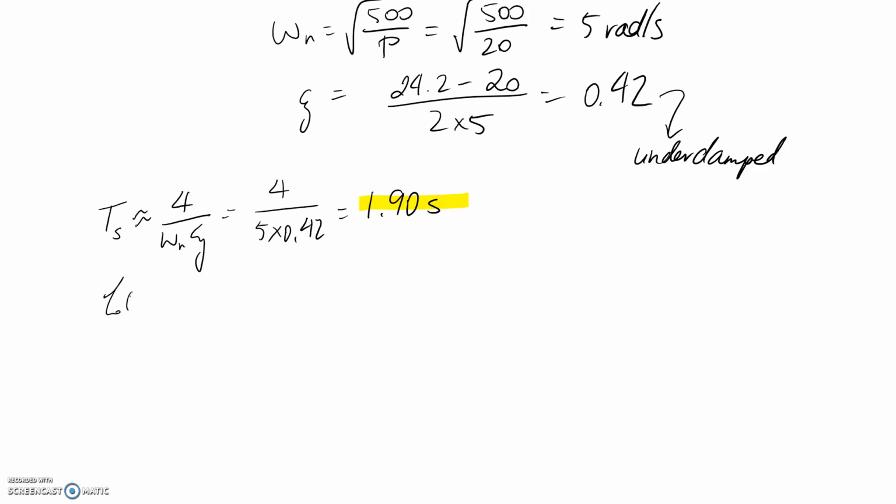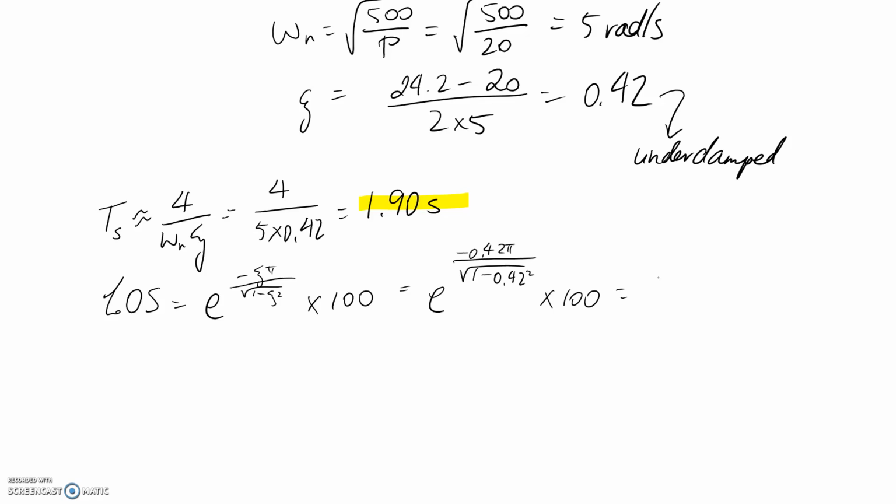If we then look at the percent overshoot, and I dropped the times 100 to make it a percent. So filling it in, we end up with an answer of, again I dropped it, 23.4% approximately. And the other one that we were asked was that peak time.